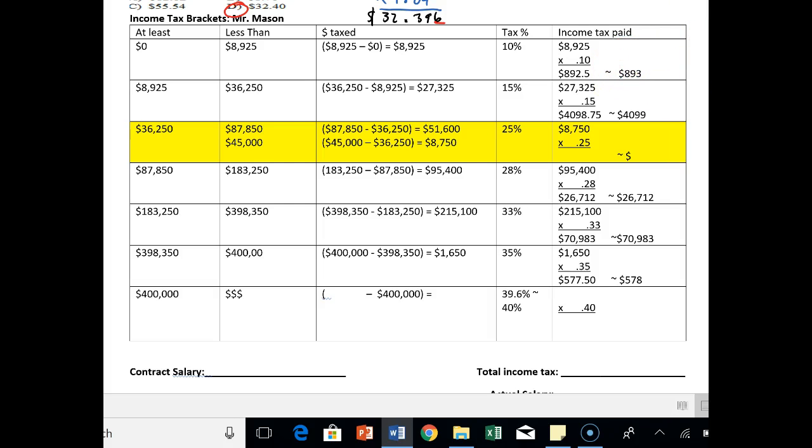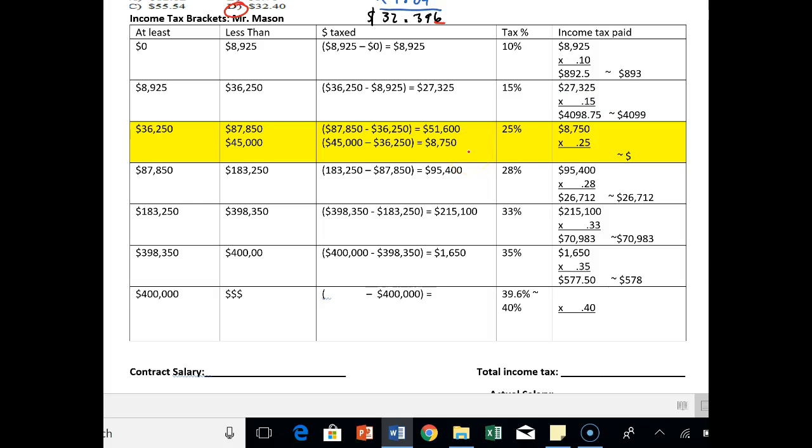Then the next part is from $8,925 to $36,250. So again, you have to find how much money is in that chunk. You do that simply by subtracting the two numbers, right? $36,250 minus $8,925 gives me $27,325. That gets taxed at 15%. So when I get taxed at 15%, I round to the nearest dollar, so $4,098.75 rounds to $4,099.